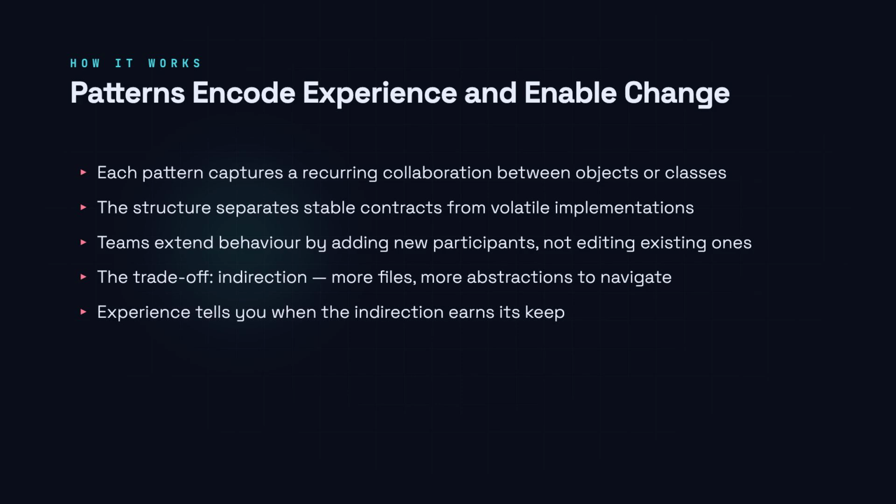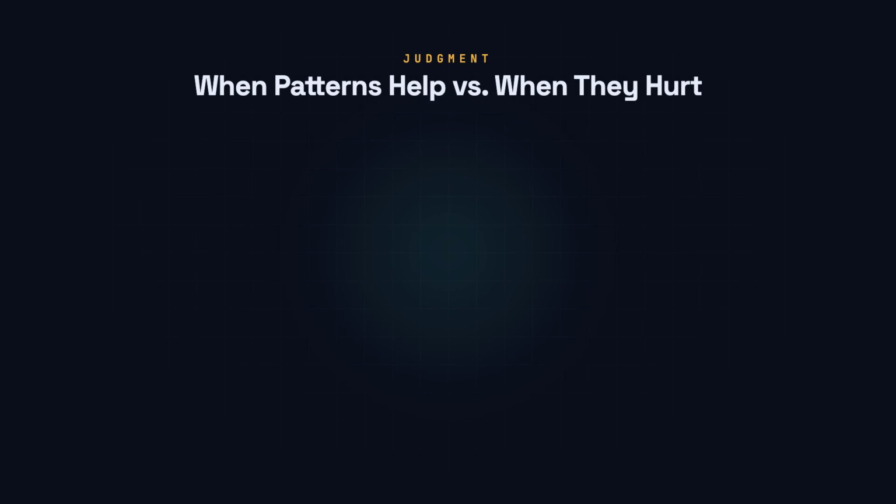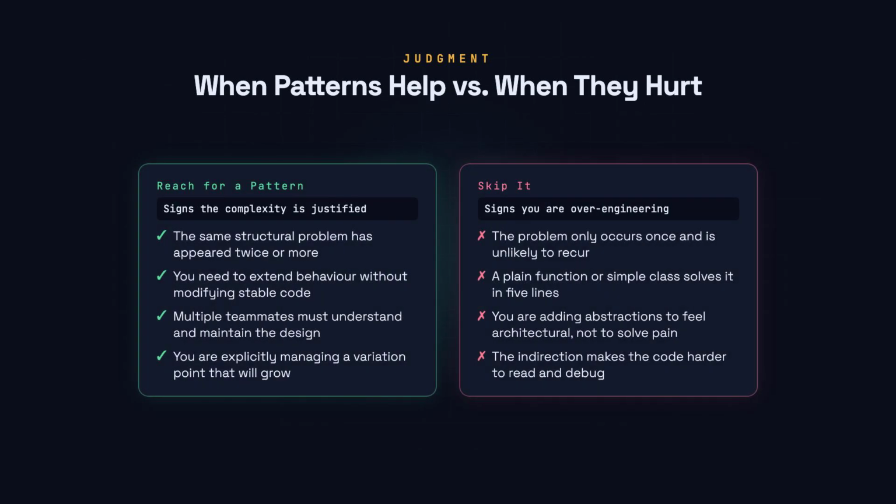The cost, and this is important, is indirection. Your codebase gains more files, more interfaces, and more layers to trace through. Whether that cost is worth paying depends entirely on whether the variation the pattern handles is real and recurring in your specific system. This is the judgment call that separates experienced engineers from those who just learned patterns.